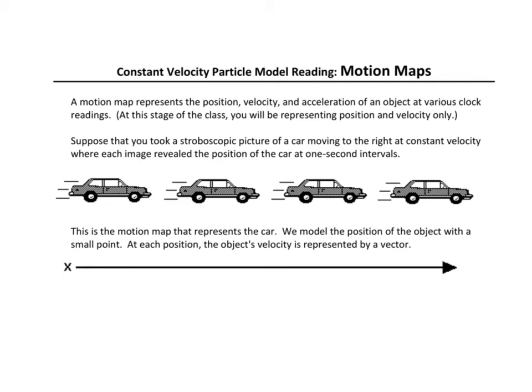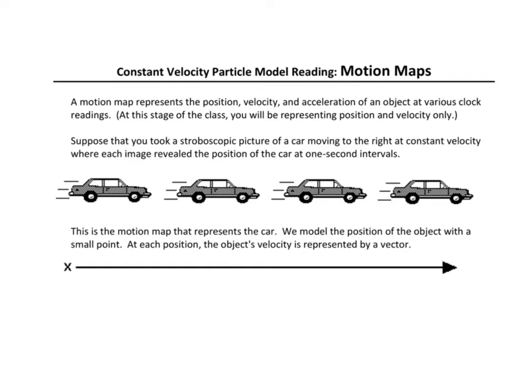In this video, you'll learn about motion maps. Motion maps are a way of representing the position as a function of time of an object, and from that you can deduce the velocity as well. So for instance, let's say we have a car moving from left to right at a constant speed.